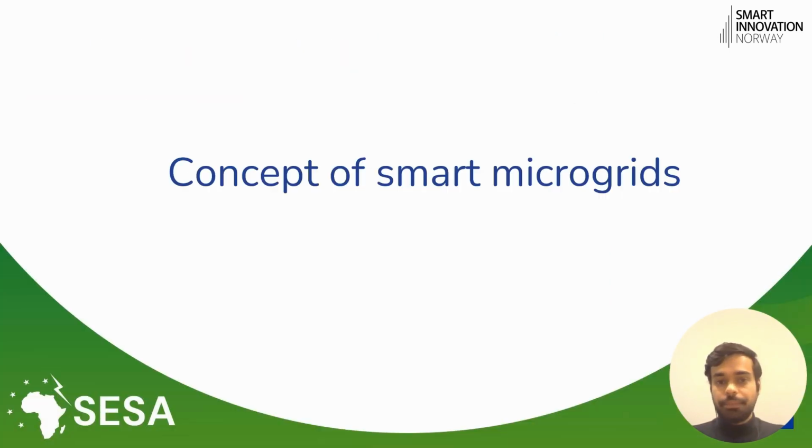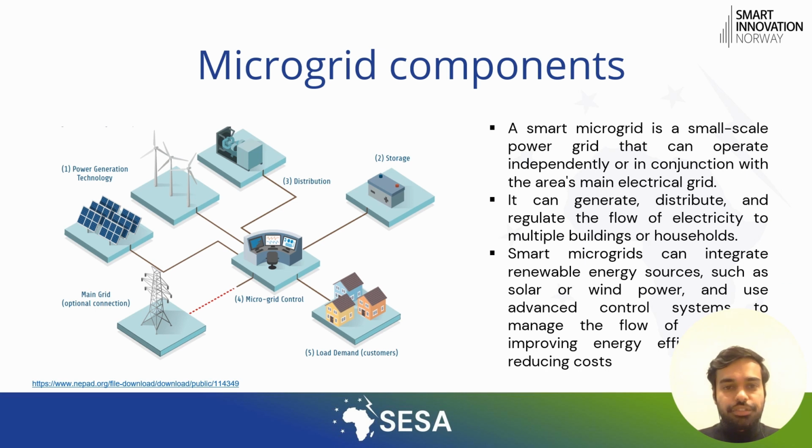Further, let's take a look and briefly revisit the concept of smart microgrids. The figure shows the different components for a microgrid. A smart microgrid is a small-scale power grid that can operate independently or in conjunction with the area's main electrical grid. It can generate, distribute, and regulate the flow of electricity to multiple buildings or households. Smart microgrids can integrate renewable energy sources such as solar and wind power and use advanced control systems to manage the flow of electricity, improving energy efficiency and reducing costs.